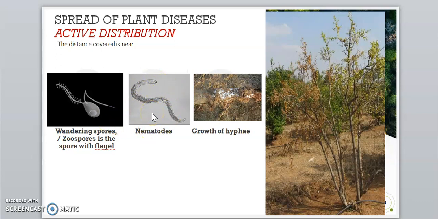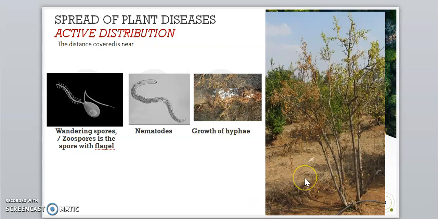Nematodes are the distribution of plant nematode disease. It's in the soil too. And then the growth of hyphae in the soil can infect another plant near the first infection. So usually active distribution of plant disease is slow, not far, and usually is a soil-borne disease. This is active distribution, so it is not very far from the first infection.